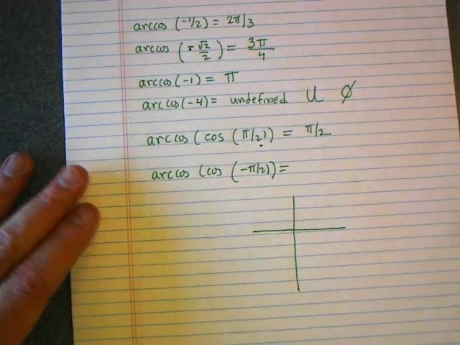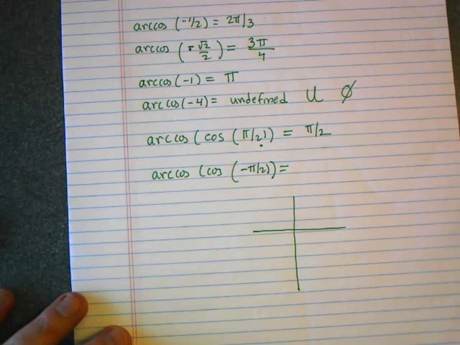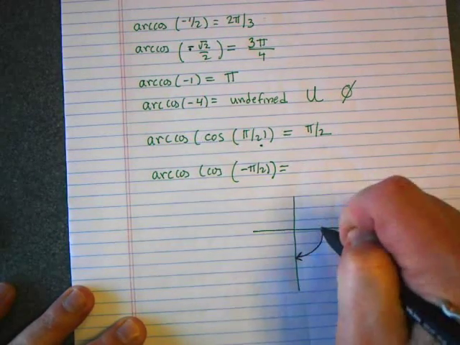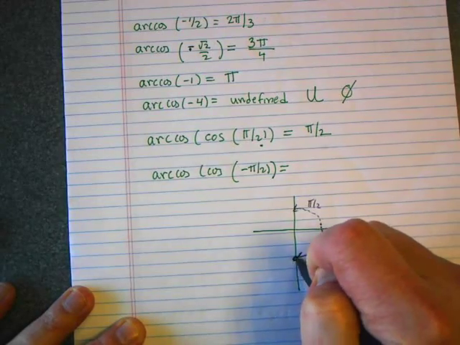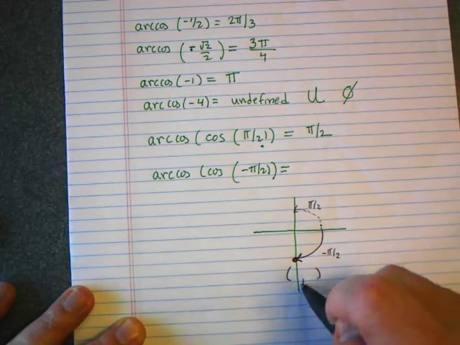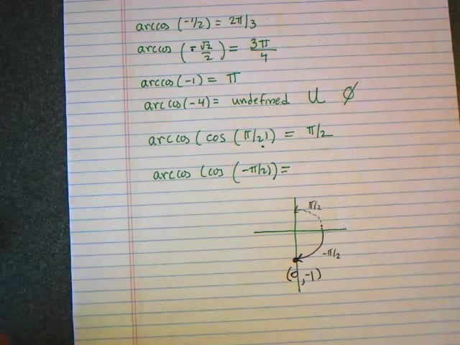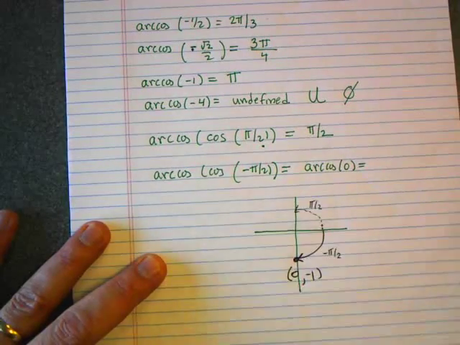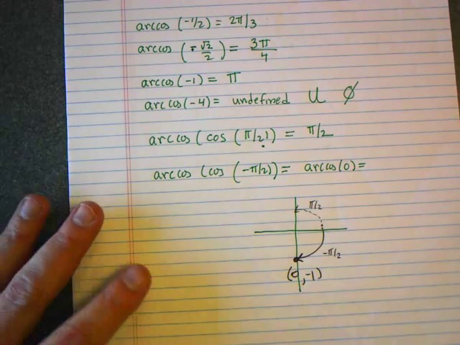Where is negative pi over 2? Not in quadrant 4. It's on the axis. Minus pi over 2 is right there. This is pi over 2. This is minus pi over 2. On my unit circle, what are the x numbers and the y numbers right there? 0, negative 1. So what's the cosine of negative pi over 2? 0, because cosine is the x value. So this is arc cosine of 0. The arc cosine of 0 is pi over 2. Cosine of pi over 2 gives you 0.